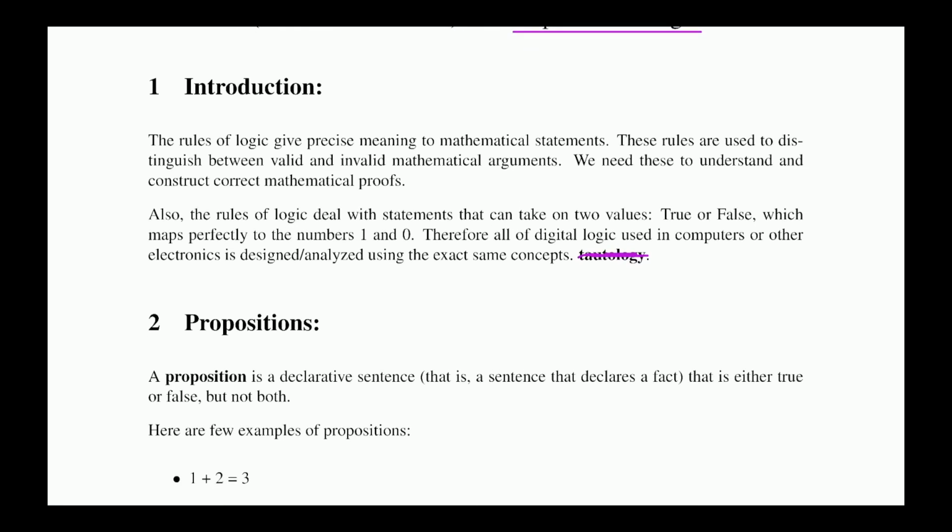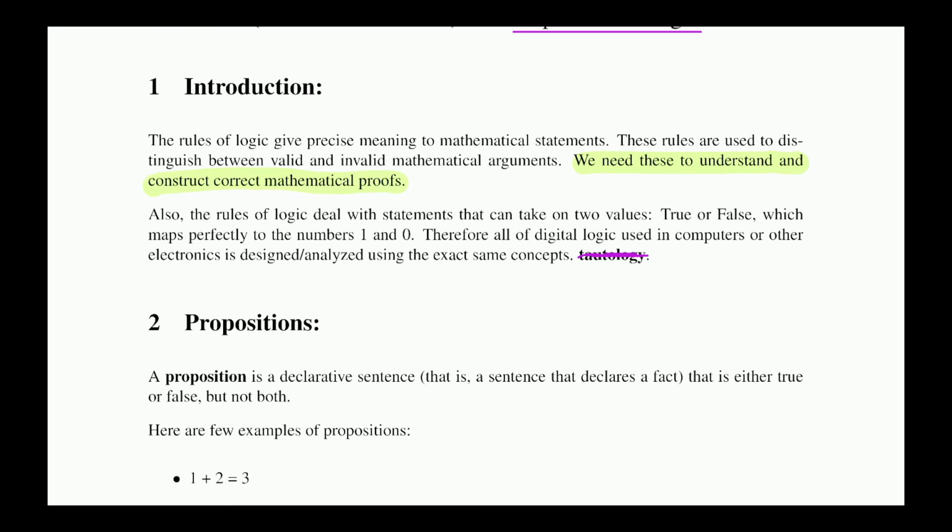So propositional logic is going to be the rules for how simple things work. If you say something and something, what's that mean? If you say something or something, what's that mean? If you say, if this is true, then this is true, what's that mean? And we need to have rigorous mathematical definitions of those things because we want to be able to write proofs, mathematical proofs, right? So we need these to understand and construct correct mathematical proofs.